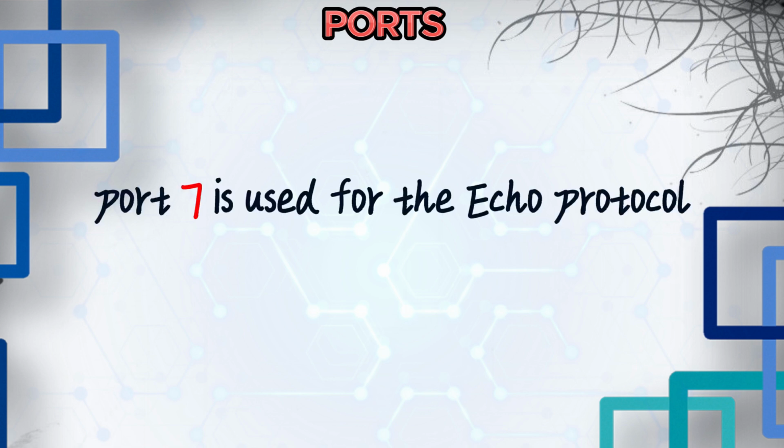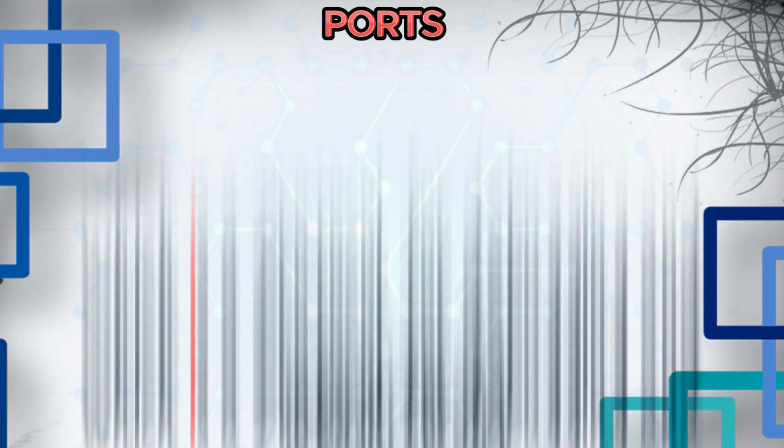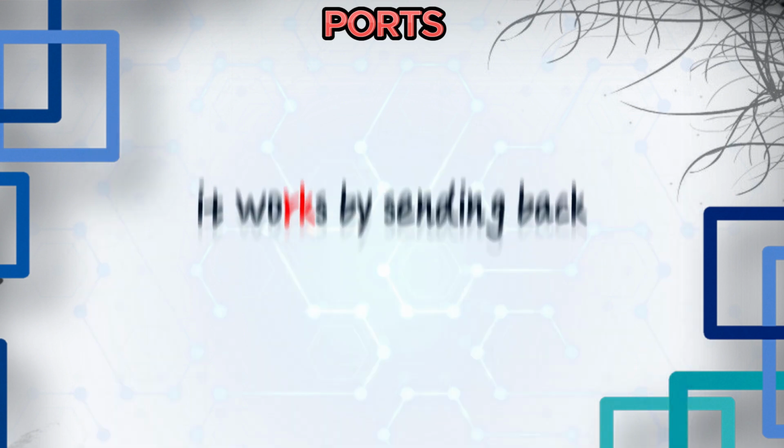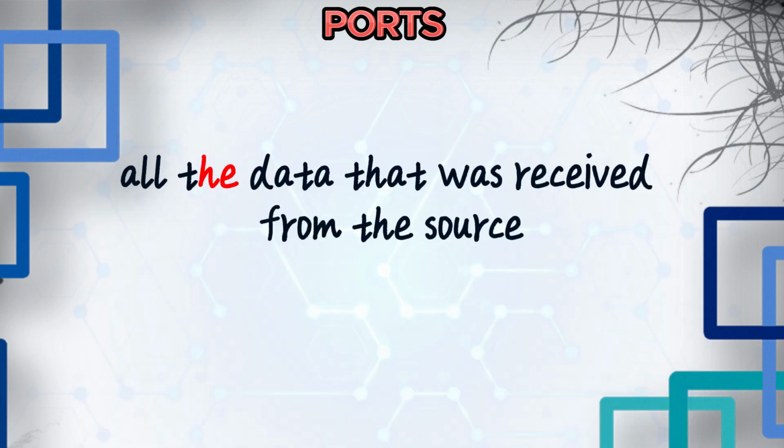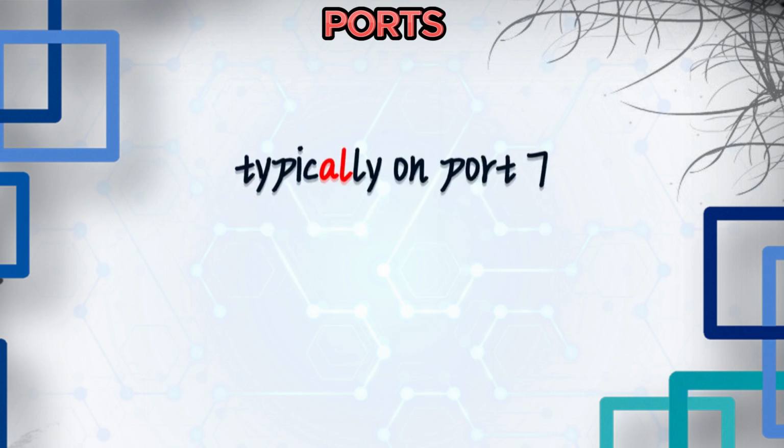Port 7 is used for the Echo protocol, which is a protocol for debugging and measurement. It works by sending back all the data that was received from the source. The protocol works on TCP and UDP, typically on port 7.